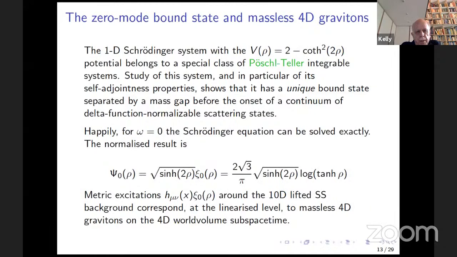And now happily for omega equals zero, the Schrodinger equation can be solved exactly. And here is a normalized result: square root of sinh 2 rho times the log tangent rho with a normalization factor. So if we have this zero eigenvalue transverse wave function, the metric excitations when we reconstruct the separated form, h mu nu of x times c zero of rho, will correspond, at least at the linearized level, to massless four-dimensional gravitons on the four-dimensional world volume spacetime.